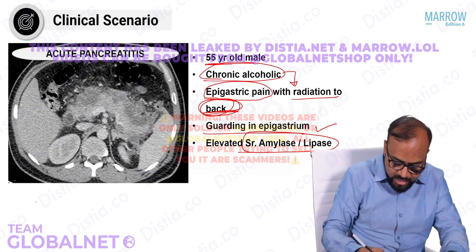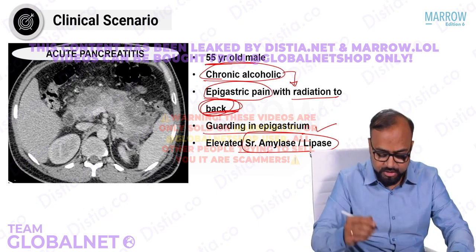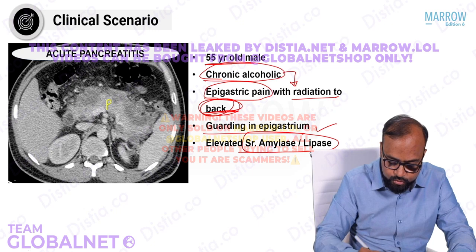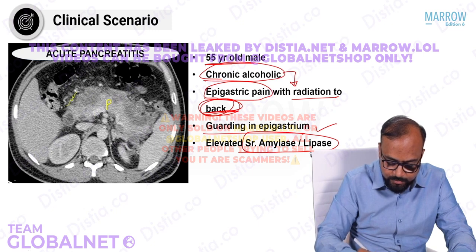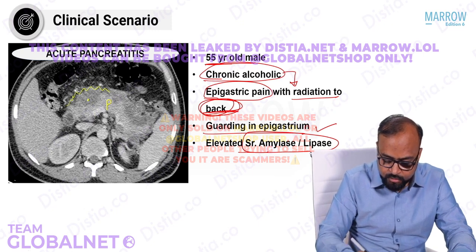Now, see here, why is this on imaging acute pancreatitis? History-wise, everything fits. On imaging, see, this is the pancreas. What do you see? We see the pancreas is enlarged, bulky. Look at the surface of the pancreas. The margins of the pancreas are very fuzzy. This is fluid collection along the surface of the pancreas.